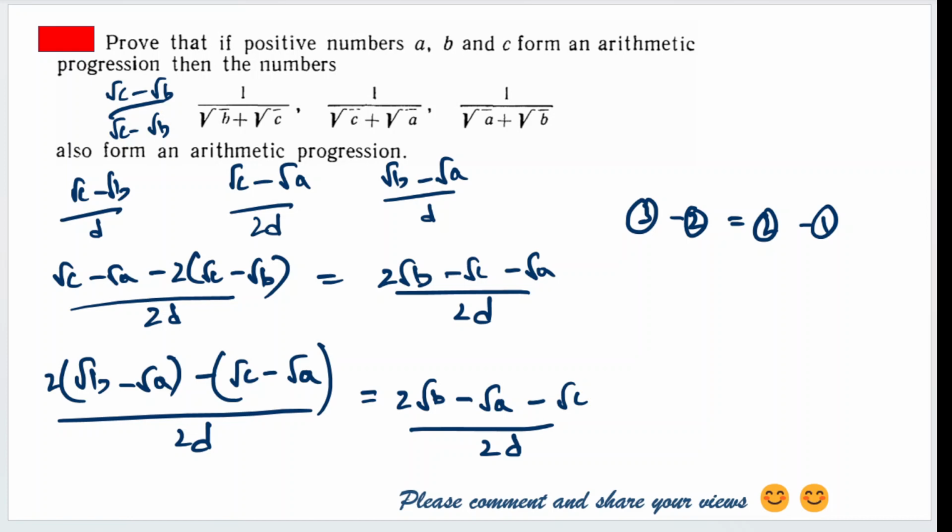This is a simple problem. Just that we need to rationalize the denominators and show that the differences between these terms are the same.